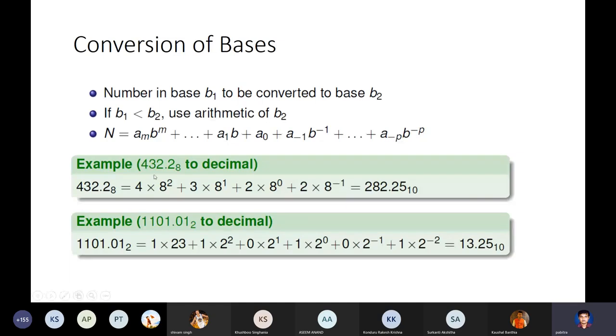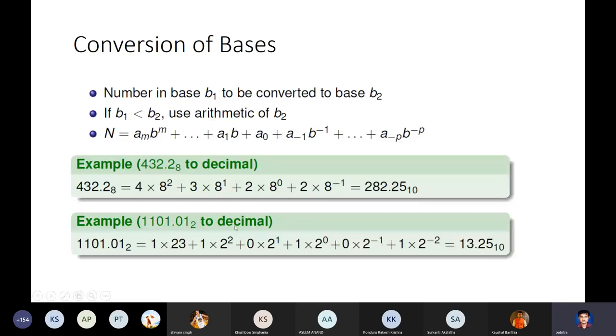So let's take an example. Suppose I have a base 8 number 432.2 base 8. I want to convert it to decimal. So what I'll do, I will just use the decimal arithmetic. How will I use the decimal arithmetic? I'll just expand this number. I'll use the radix representation, which is 4 into 8 square plus 3 into 8 to the power 1 plus 2 into 8 to the power 0 plus 2 into 8 to the power minus 1. Okay, so just use decimal arithmetic, and this is the decimal equivalent, 282.25.